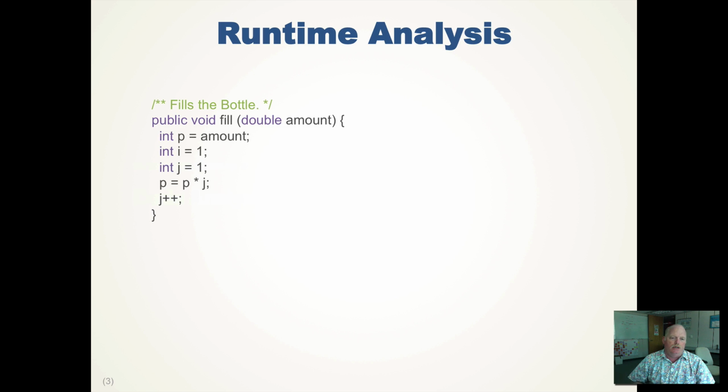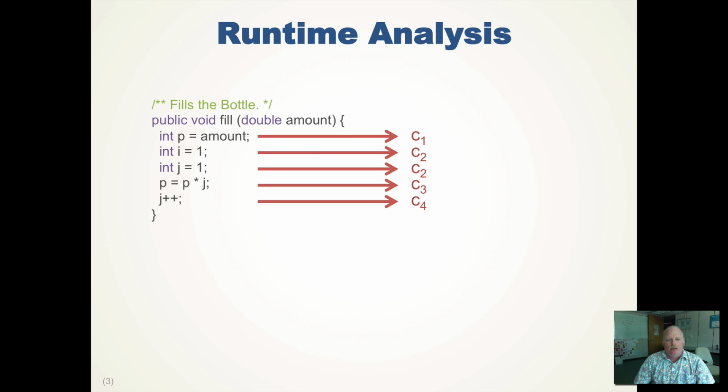So how do we do runtime performance? Here's a simple example of a very simple method that basically has a bunch of statements. There are no loops, there's no if statements, so we can basically say each of these statements will take some amount of time. Some take a different amount of time. This assignment may take longer than this assignment. This assignment's probably the same, C2. The multiplication and assignment's going to be different than just the assignment, and then an increment is going to take a different amount of time.